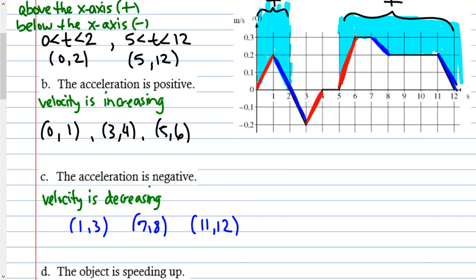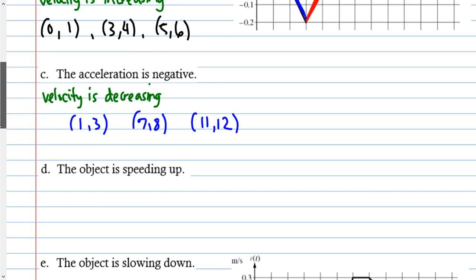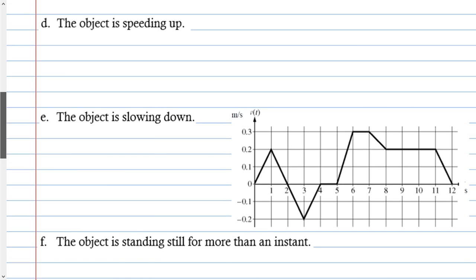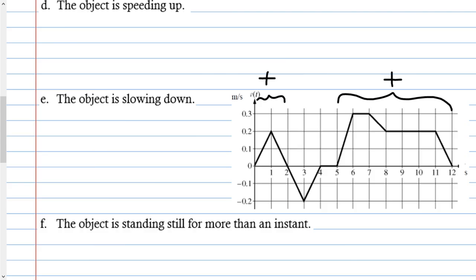Okay, part D. I'm going to have to use the new graph over here. Actually, let me copy something real quick. Alright, I copied over the positive. So D says the object is speeding up. If you look up at the chart, recall when is the object going to be speeding up? It's going to be speeding up when the velocity and the acceleration are the same exact sign.